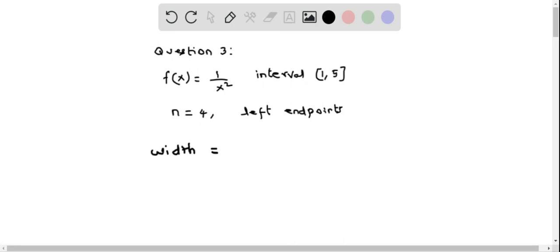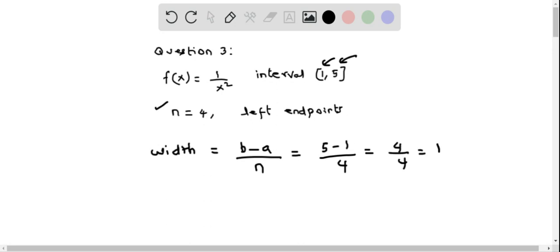The width of each rectangle is given by the formula b minus a divided by n, where b is the endpoint, which is 5, and a is the starting point, which is 1, divided by n equals 4 rectangles. So 5 minus 1 is 4, divided by 4 equals 1. So we have determined the width of each rectangle is 1, and this means we first have to write down each of the sub intervals.